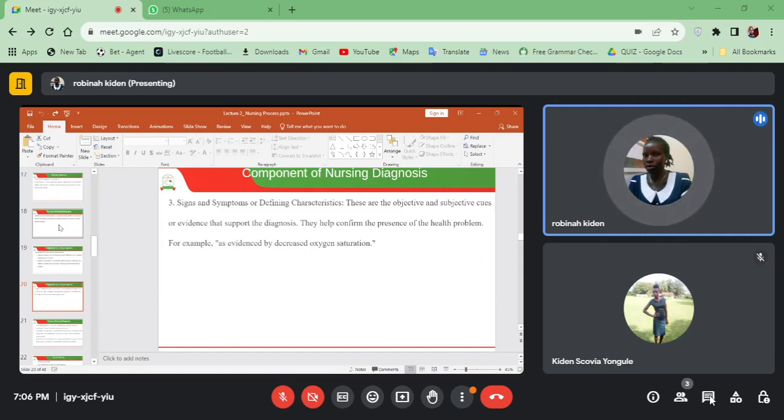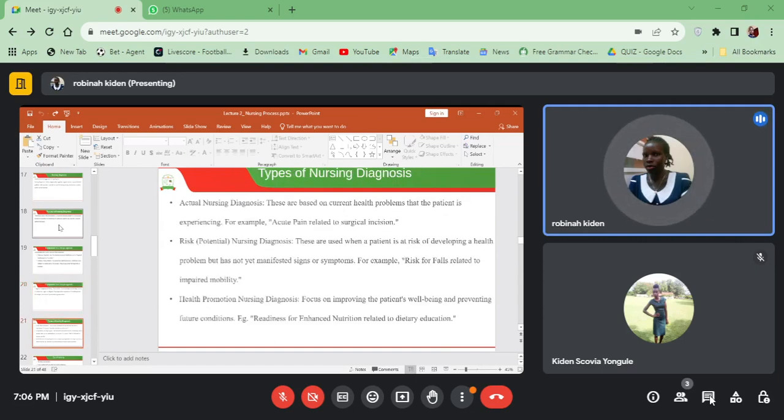Types of nursing diagnosis. We have actual nursing diagnosis. These are based on current health problems that the patient is experiencing, for example, acute pain related to surgical incision. This is the type of nursing diagnosis made when the problem has already occurred. The patient is undergoing it. The patient has had the surgery and is indeed in pain.